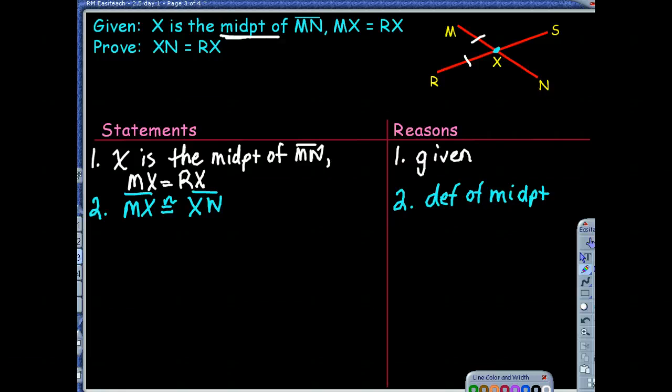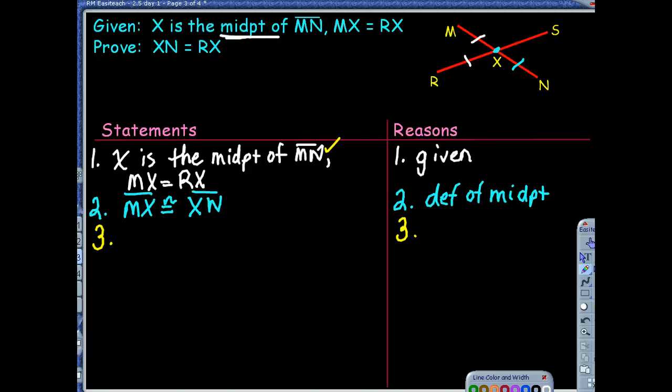Now notice this is already with one tick mark, so XN can be marked with one tick mark as well. All right. Now, we've used that first part of our given. We haven't used the MX and the RX yet. But I do notice that both that second part of the given and the new statement we made both have an MX, but one's an equals and one's a congruence. And I'm getting the hang of the fact that we need to make sure that they're the same thing first.